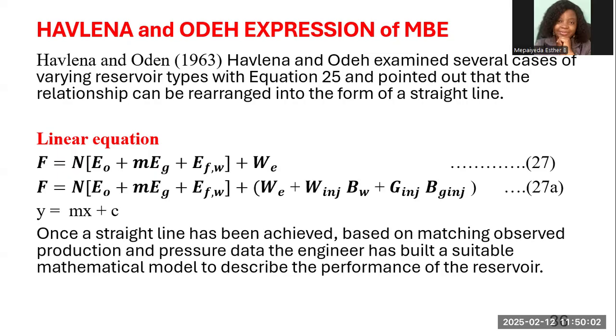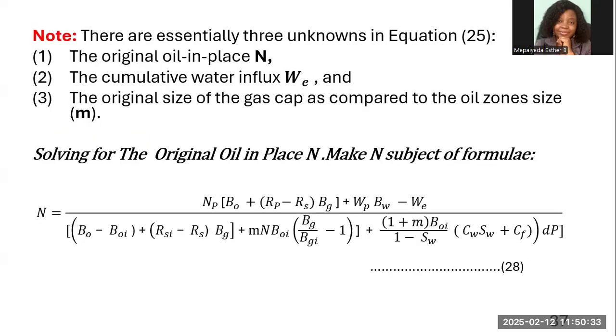The engineer has then built a suitable mathematical model to describe the performance of the reservoir. So Havlena and Odeh made it possible for reservoir engineers to describe the performance of their reservoir, the size of the gas cap, the N, even your fractional recovery, which is your Np over N. They made it very possible for all this to be estimated. Okay, so let's go on.